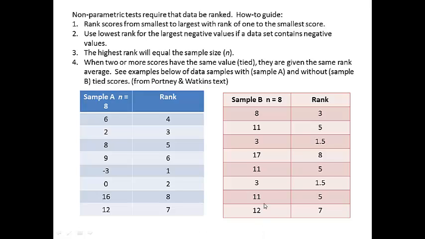Over here we have 3 occurrences of the number 11, and so those are averaged together and given the same rank, as we also see here with the number 3. This is how you rank scores for just about every one of these non-parametric tests that you would enter into SPSS, or do by hand calculation.